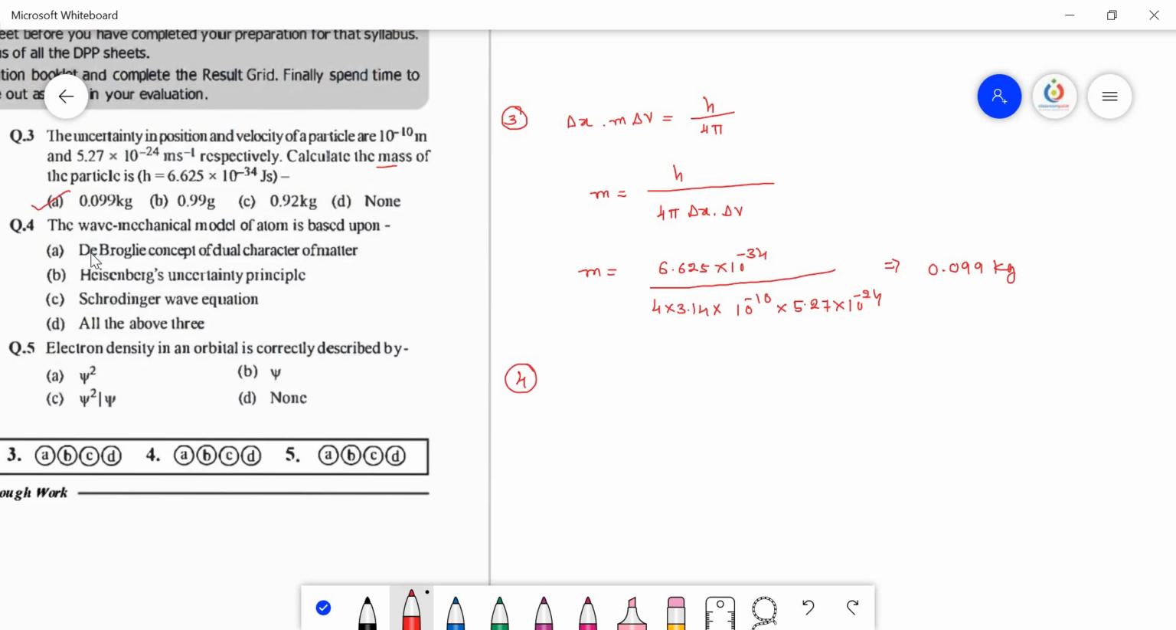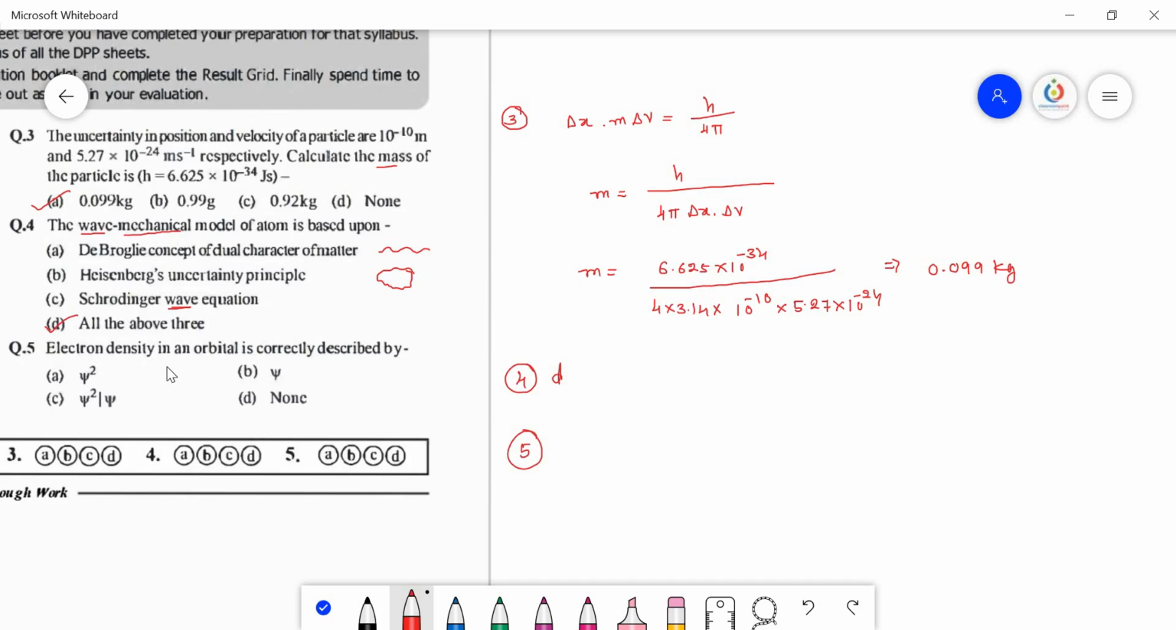Let's solve question number 4. The wave mechanical model of an atom is based upon de Broglie's concept. It says the dual character of matter means both particle as well as wave nature. Heisenberg uncertainty principle also says indirectly about the wave nature. That is the reason why we can find out the probability of finding the electron around the nucleus. Schrodinger's wave equation is directly about the wave function of the electron. So all these theories basically explain the wave mechanical model of the atom. So option D is correct for this.